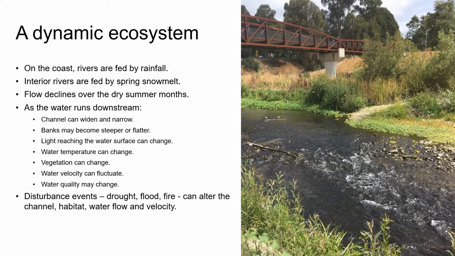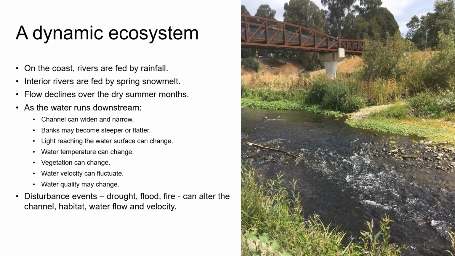As the water in creeks and rivers runs downstream, many changes may take place in and along the banks of the waterway. The channel may widen and narrow, the banks may become steeper or flatter. The amount of sunlight reaching the water surface can change as the tree canopy changes, and this can result in fluctuations in the water temperature, which can impact aquatic life and insects which lay their eggs in the water. The water velocity can fluctuate, and water quality may change too, especially when the flow of water is fast in the winter and sediments washed into the water make it turbid.